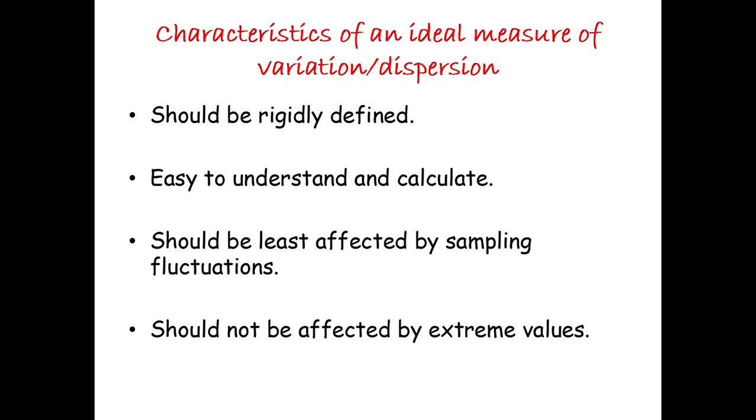Then what are the characteristics of an ideal measure of variation or dispersion? It should be rigidly defined. It is easy to understand and calculate. It should be least affected by sampling fluctuations, and the variation should not be affected by extreme values. These are the characteristics of an ideal measure of variation or dispersion.